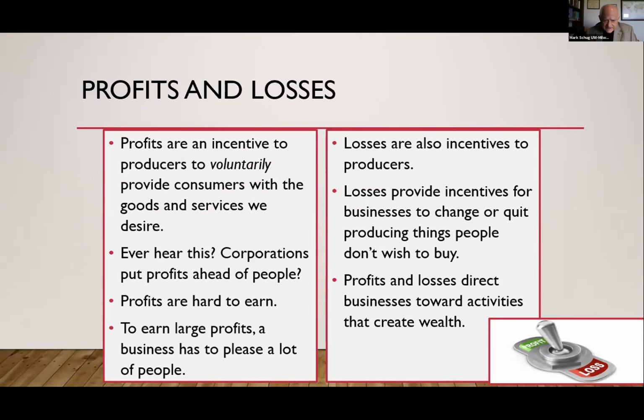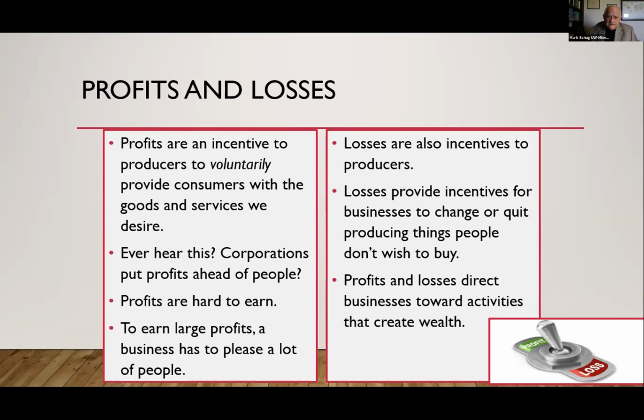Did you ever hear of this? Corporations put profits ahead of people. I think there are organizations that actually have the name "Corporations Put Profits Ahead of People." Well, that's just nonsense. If you show me a corporation that puts profits ahead of people, I'll show you a very soon to be bankrupt corporation.